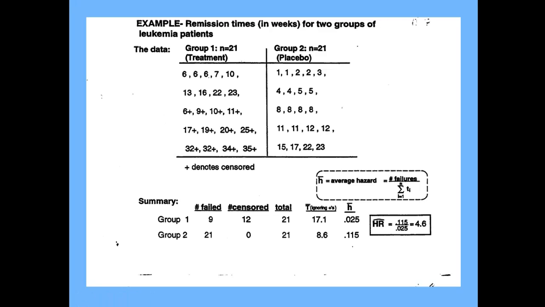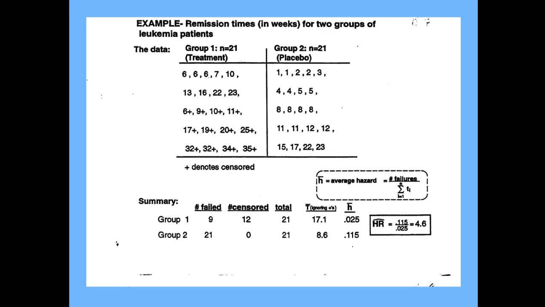You can count them because the number of people that failed were the ones that don't have pluses on them. Because the ones with pluses, you don't know what happened to them. Maybe they failed or went out of remission, but you don't know when. So you count this as 9. Okay, 9 people that failed, 9 people went out of remission. How many went out of remission in group 2? All 21.